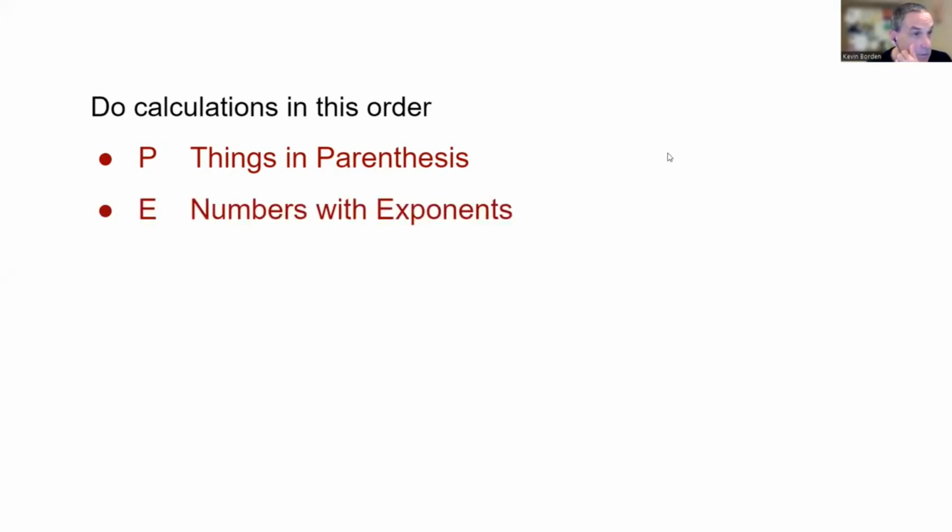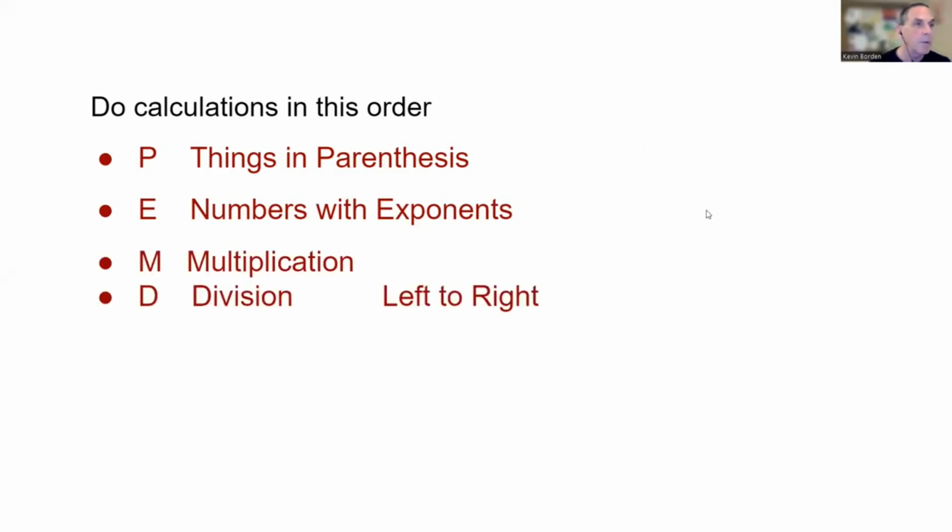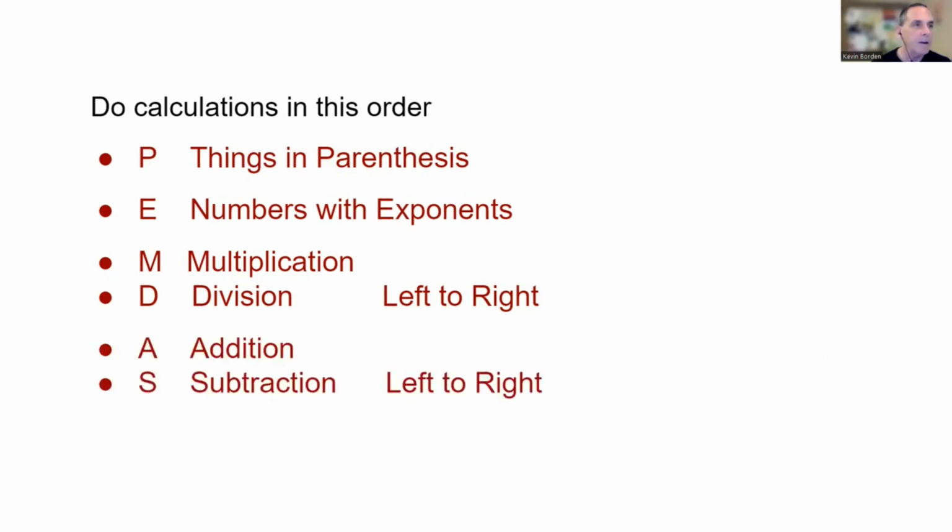Exponents are next. So we want to look at any numbers that have an exponent, and we want to simplify those. Then we want to look for multiplication or division. Technically, these two are tied in the order, so we're going to perform them from left to right. If multiplication comes first when going from left to right, we'll do that first. If division comes first, we'll do that. So technically tied, as are addition and subtraction. Also do those in whichever order they appear when going from left to right.